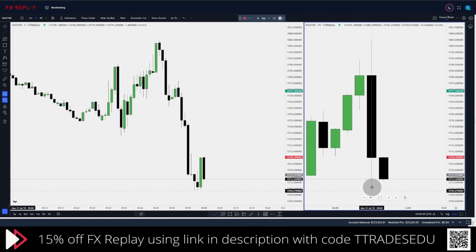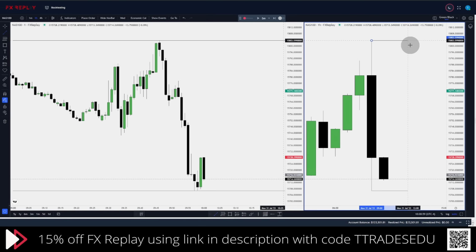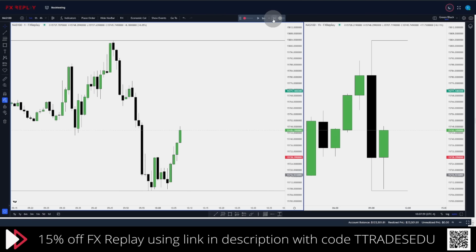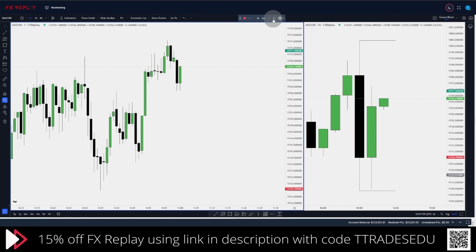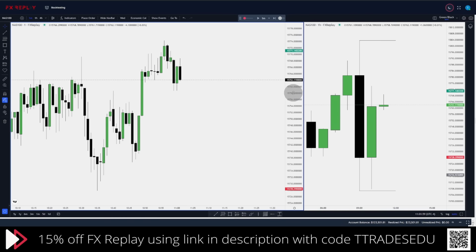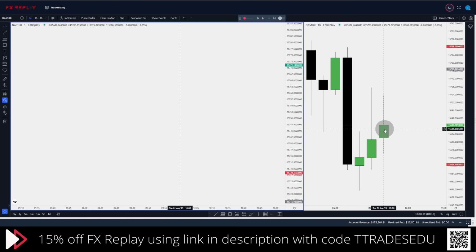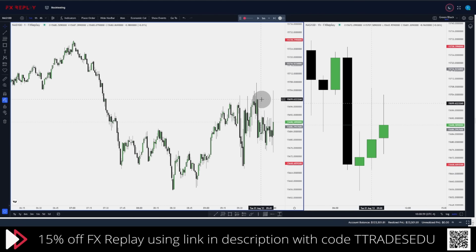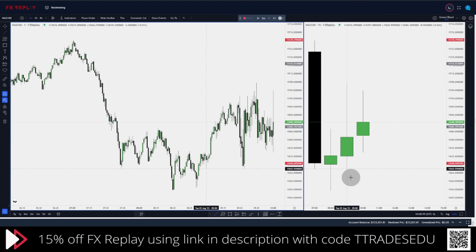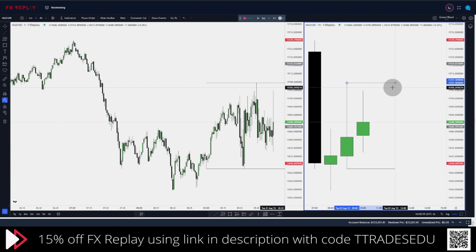So here we are, marking out the low and the high of this range. And there we are at our 11, so the end of our window. So we'll go to the next day. So here we are on Tuesday, the 1st. Mark out our low and our high. See what happens.